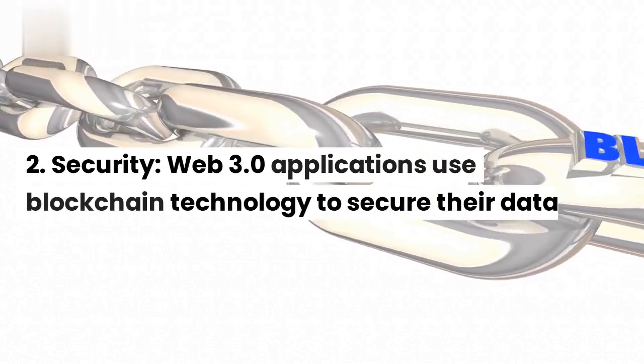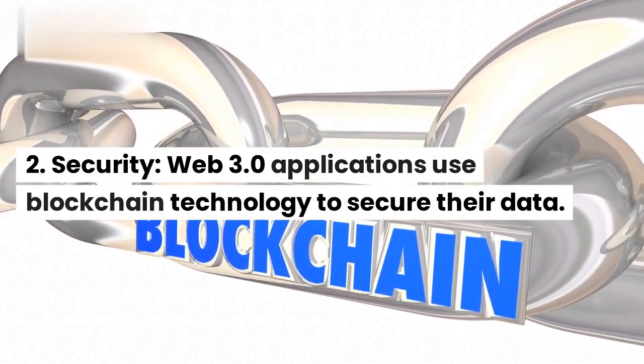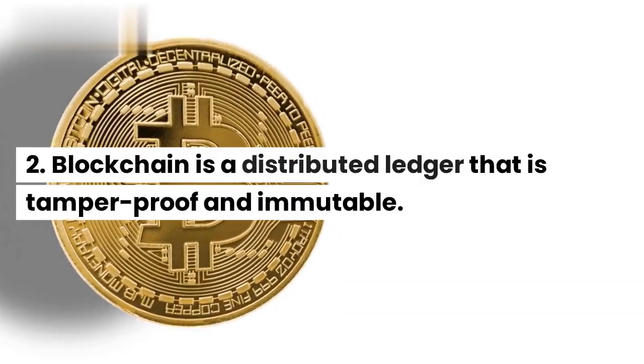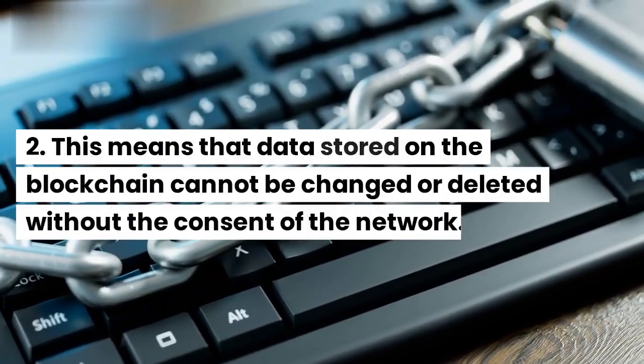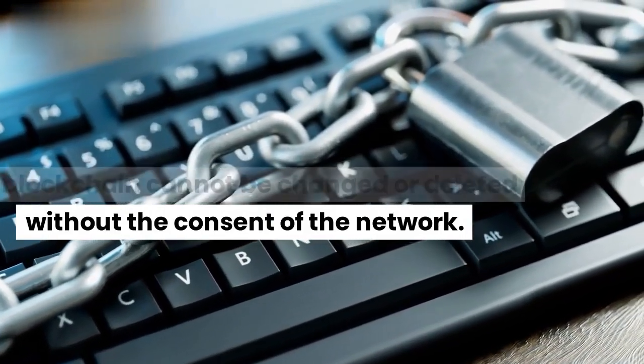2. Security. Web 3.0 applications use blockchain technology to secure their data. Blockchain is a distributed ledger that is tamper-proof and immutable. This means that data stored on the blockchain cannot be changed or deleted without the consent of the network.